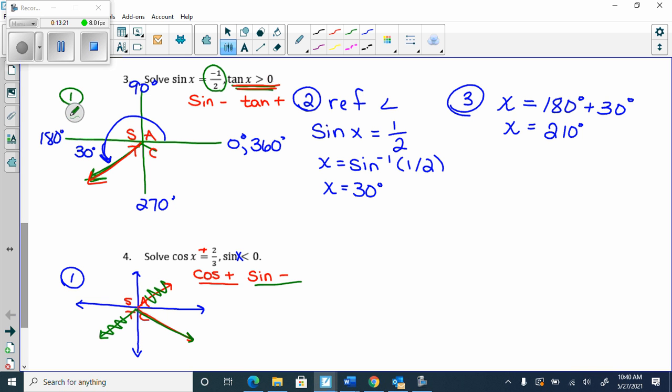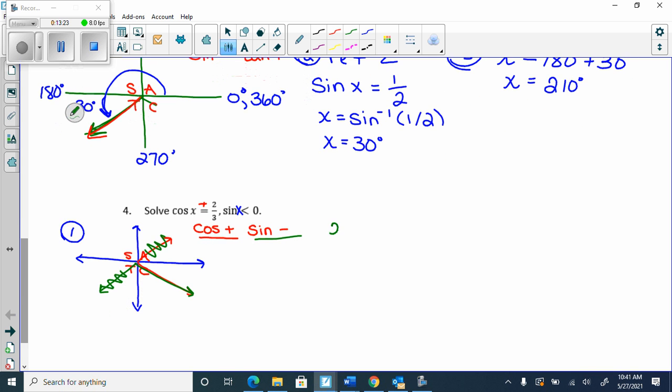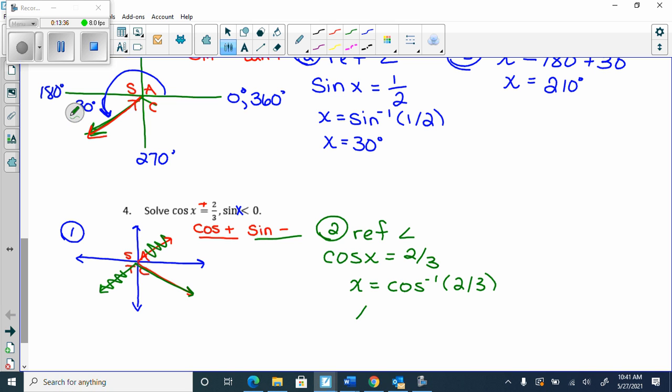So step 2, reference angle. So we're going to do cos x equals 2/3. X equals cos neg 1 of 2/3. X equals what did you get for a reference angle? 48 degrees. Don't forget the degree symbol, because next year if you don't have the degree symbol, it's a radian measure. It's totally different. So don't forget your degree symbols.